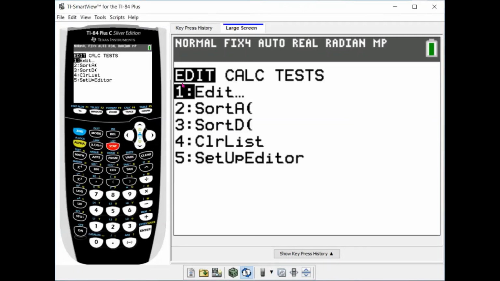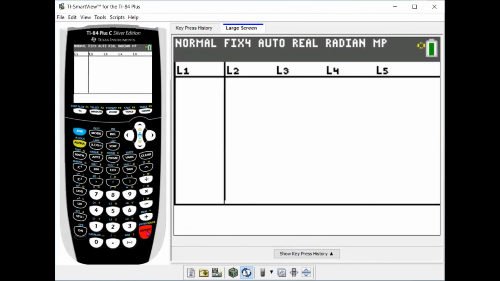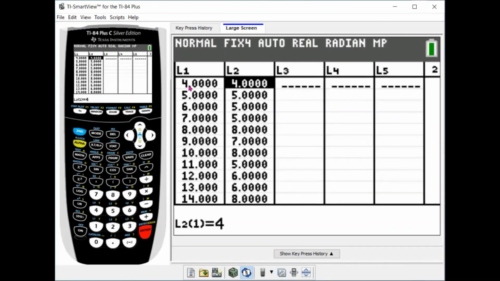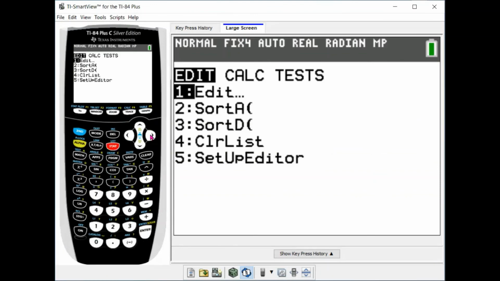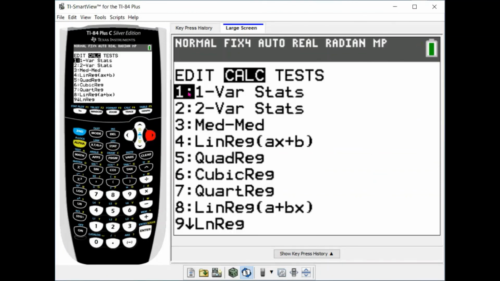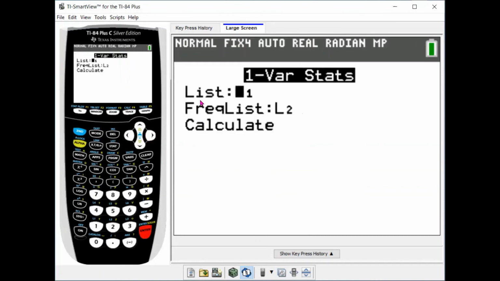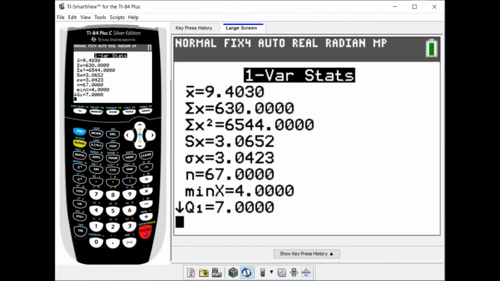We go to stat, under edit, number 1. Under list 1, we enter the number of pair of shoes, and under list 2, we enter the frequency. Once we do that, we go to stat and then calculate, and we select number 1, which is 1-variable stats. Make sure we have list as L1, frequency as L2. Then we select calculate and hit enter. So we get all the values that we want.